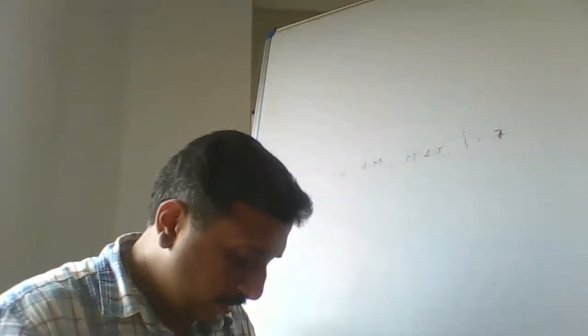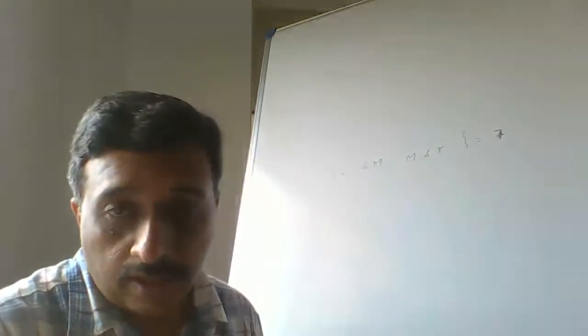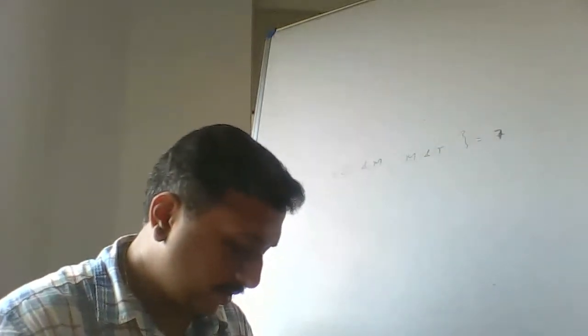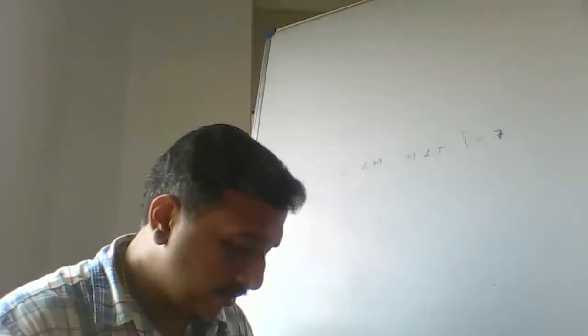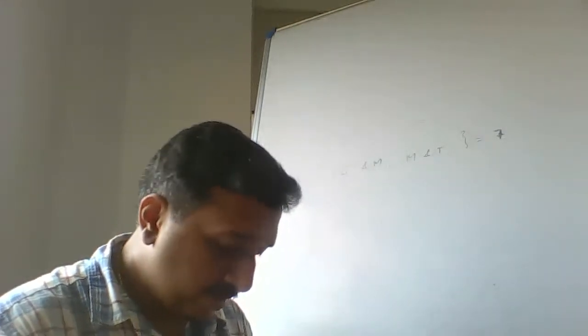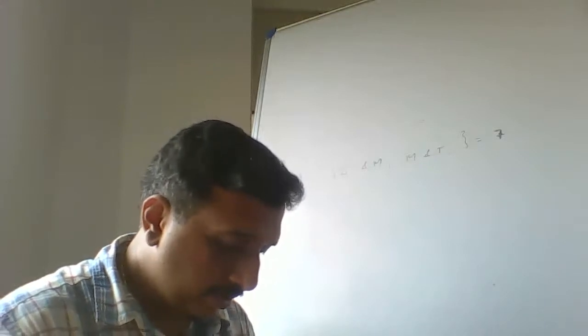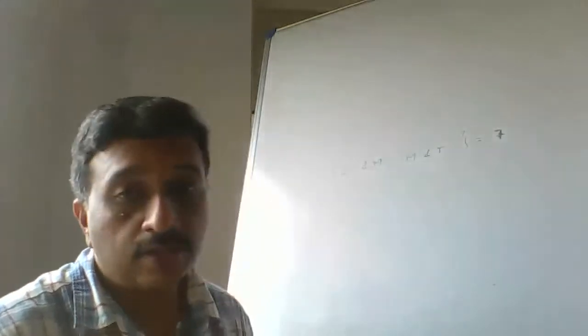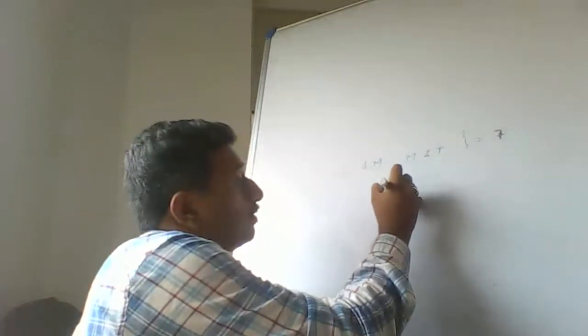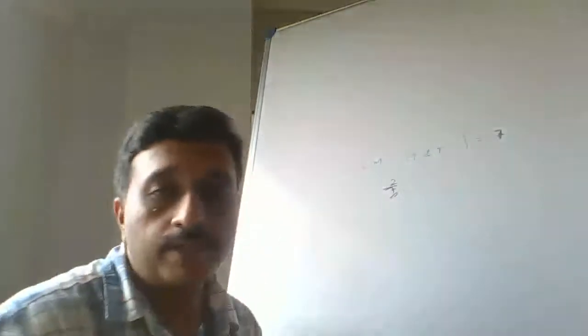Now, the possible outcomes are 7. What is asked is the favorable outcomes, which is 2 out of that. So that is 2 by 7. So the answer will be 2 by 7.